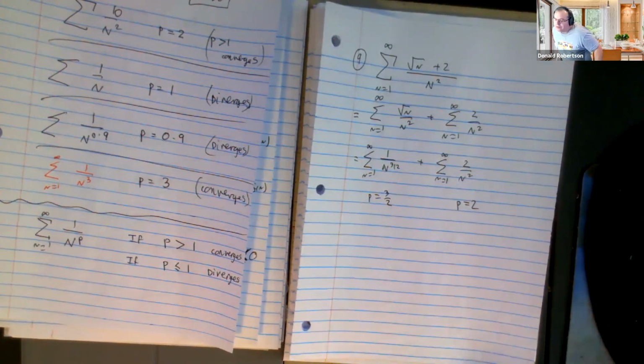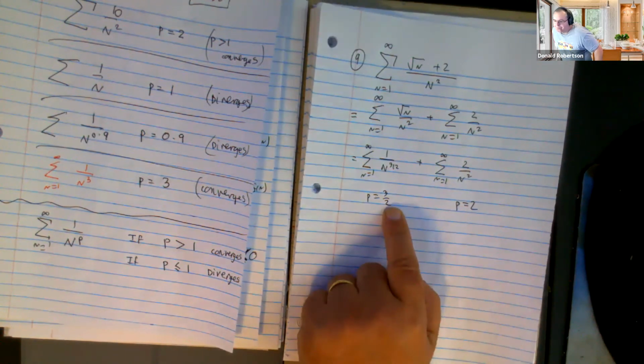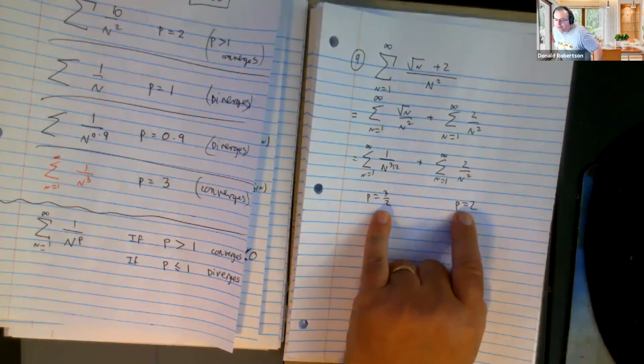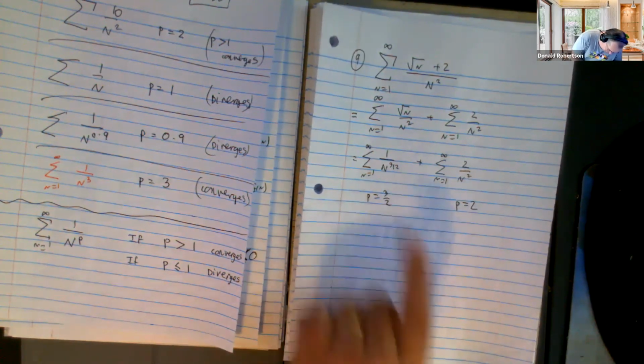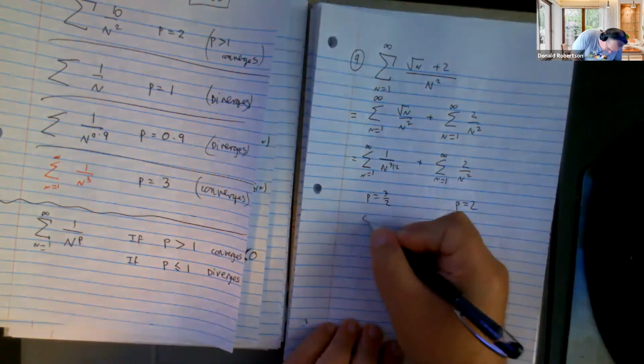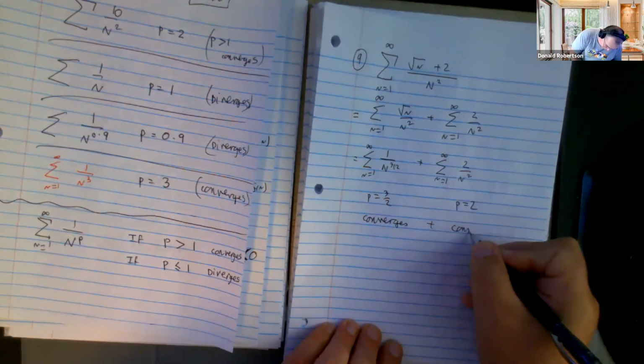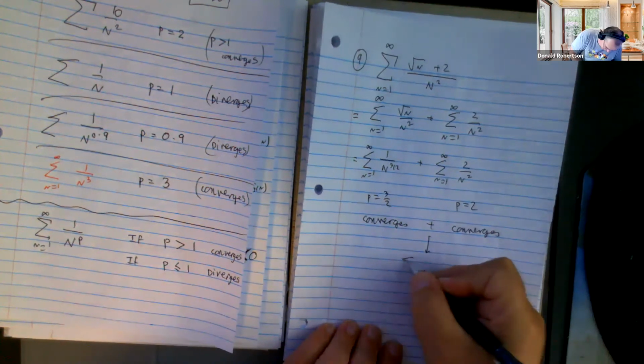Does this first one converge? Yeah, bigger than 1. Does this converge? What do you think the logic is that if you've got a thing that's made up of 2 pieces, both of which converge, what's the logic of the entire thing then? Shouldn't it also converge? That makes sense. So this guy converges, plus this guy converges. Conclusion, the whole series converges.